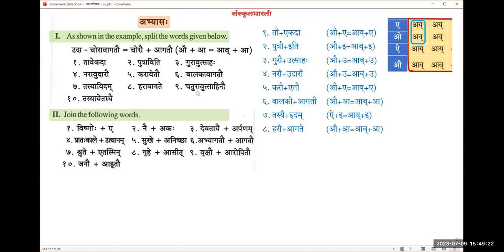Last one. Chaturau utsahinau. Again, au form. Very good. So it is Chaturau plus Uts. You got it. So you have to drop the vakara. Once you have reversed it, the va goes away. So u remains. Utsahinau. Well done. Chaturau utsahinau. That's it.